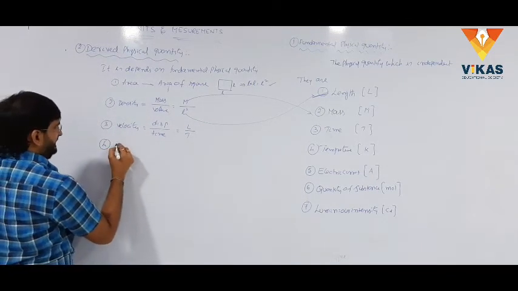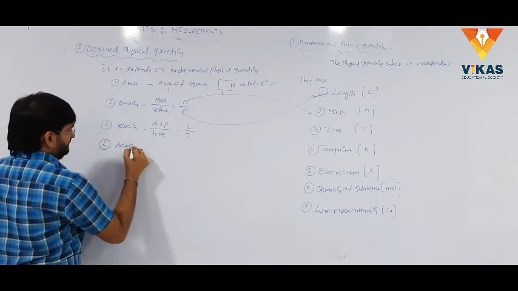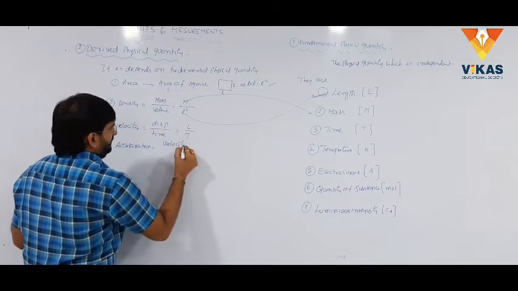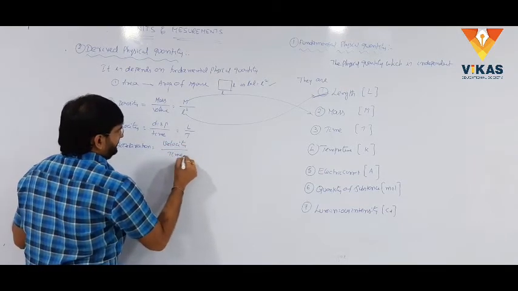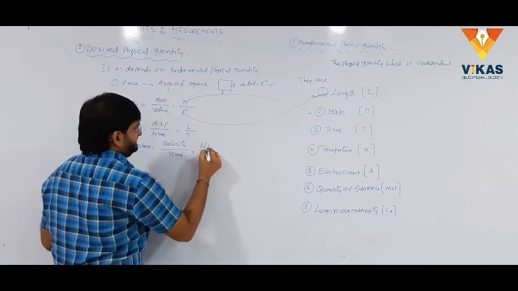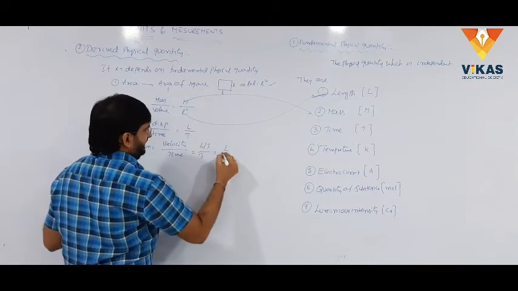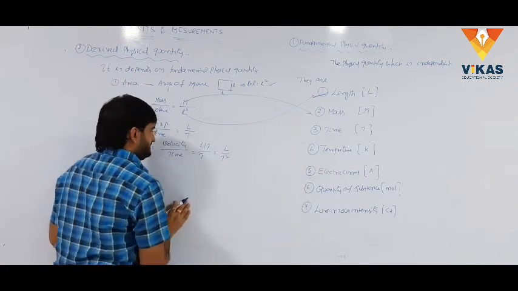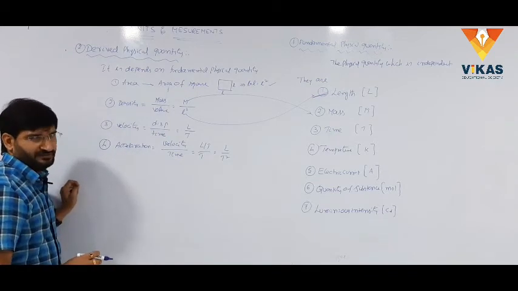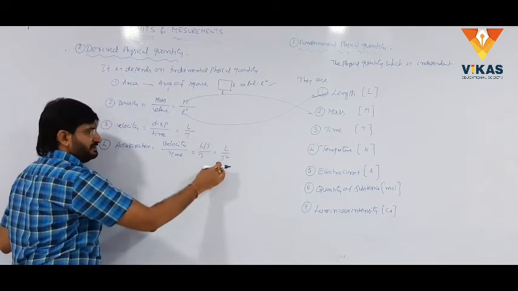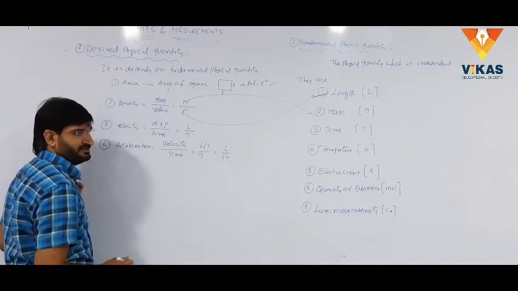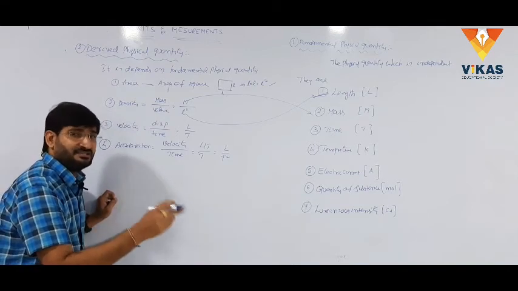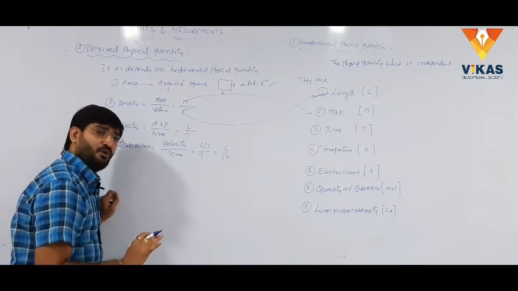And fourth one is acceleration. Acceleration is equal to velocity by time. Velocity we already know, that is L by t. By time, t again, that is L by t square. Here L is a fundamental physical quantity, time is also a fundamental physical quantity. That's why acceleration is a derived physical quantity, because the formula of acceleration is L by t square. The physical quantity which depends upon the fundamental physical quantity is called a derived physical quantity.